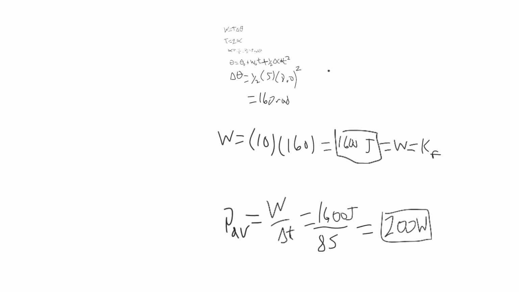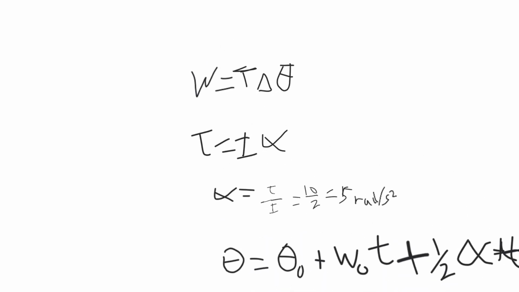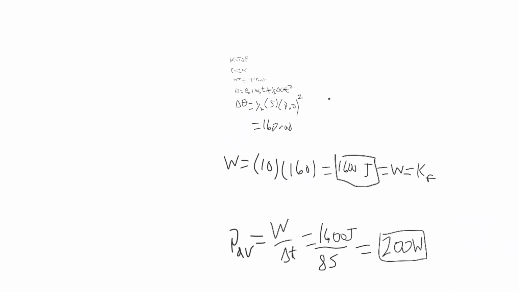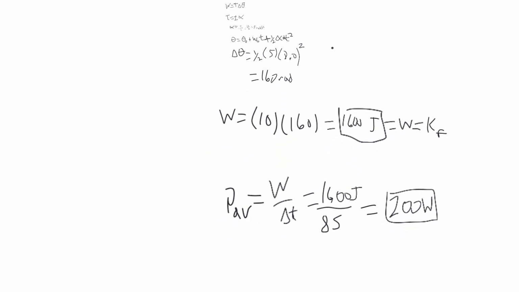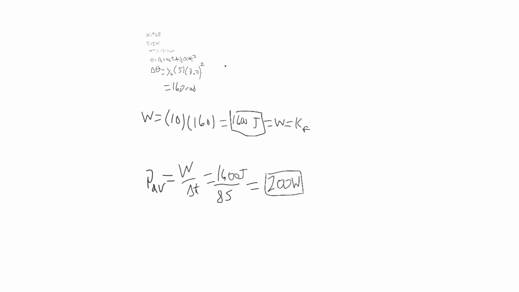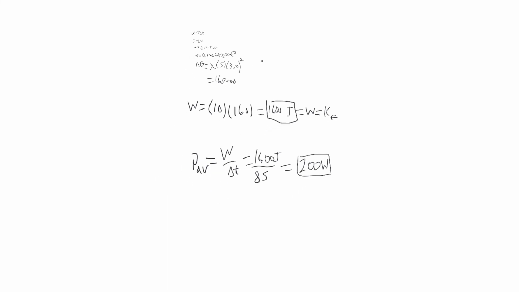Now we plug those 160 radians into the work formula, which we have here before. The 160 radians is the angular displacement, right? And we have the torque. So work is going to be equal to torque times 160, and that's going to give us 1600 joules, and that's going to be equal to the work. And the 1600 joules is also the final kinetic energy, so it's both the work and the final kinetic energy.